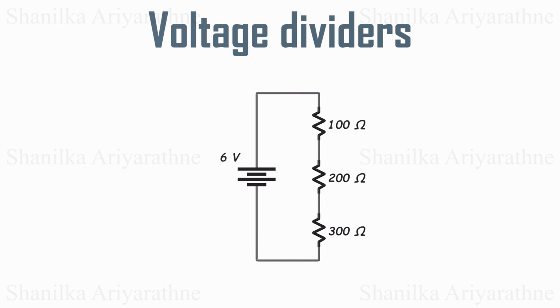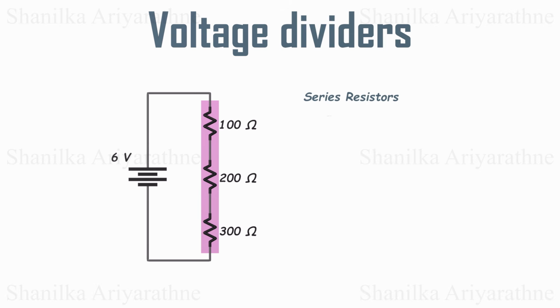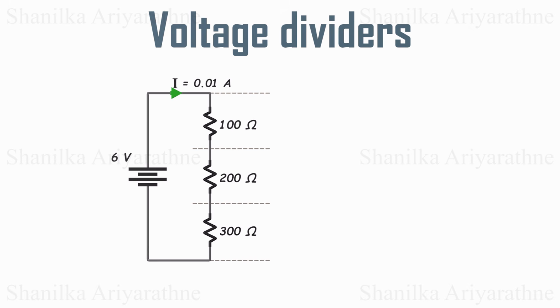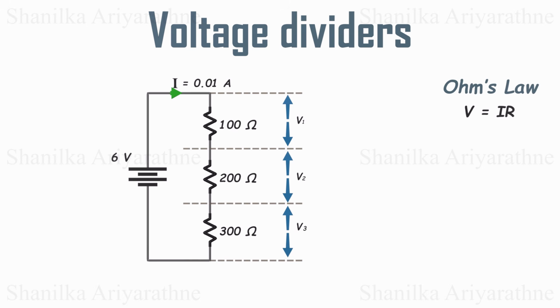Take a circuit like this. We know the total resistance of these series connected resistors are the sum of each resistance. Now we know the total resistance and the voltage across those resistance. Using the Ohm's law, we can calculate the current going through the circuit. Now pay attention to the voltage across each resistor. Since we know the current through resistors, we can calculate the voltage across each resistor individually.